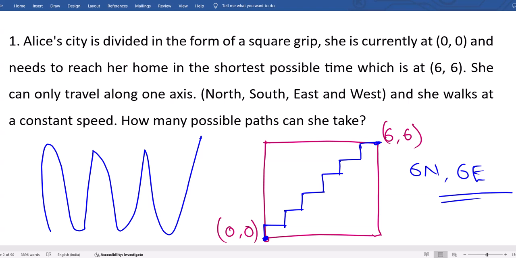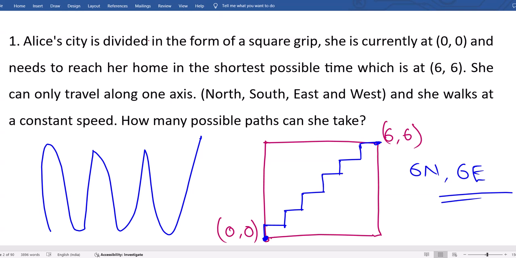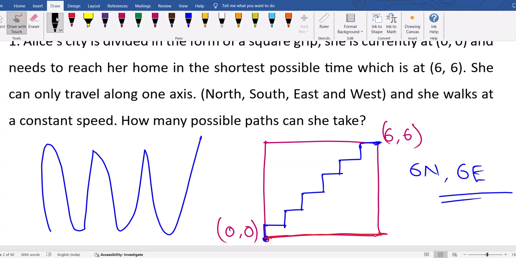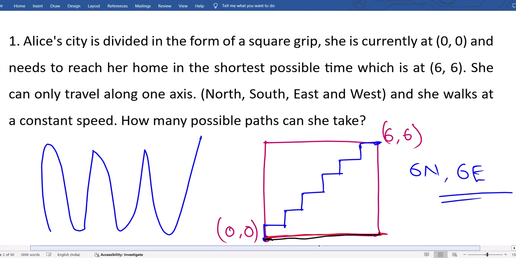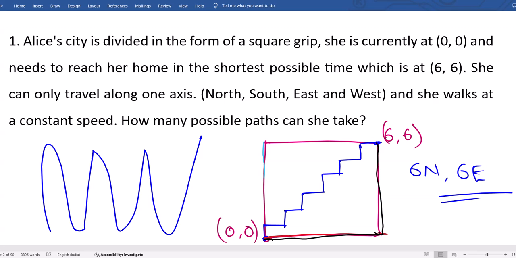But guys, there is one more path I am showing, for your thought process. The other way, I can go directly 6 steps east, then 6 steps north. This is also a shortest path, nothing wrong. Or 1 north, 1 east, like that. Or else, one more path: I can go directly north, the entire north first, then the entire east. This is also one more path. So there are different options.